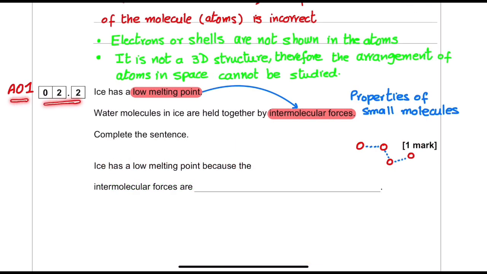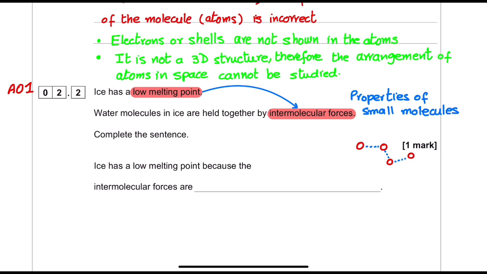2.2 is an AO1 question. Ice has a low melting point. Water molecules in ice are held together by intermolecular forces. For example, these are the water molecules and they are held together by the intermolecular forces. The blue dotted lines are showing the intermolecular forces. This question is from the properties of small molecules. Complete the sentence: Ice has a low melting point because the intermolecular forces are very weak.